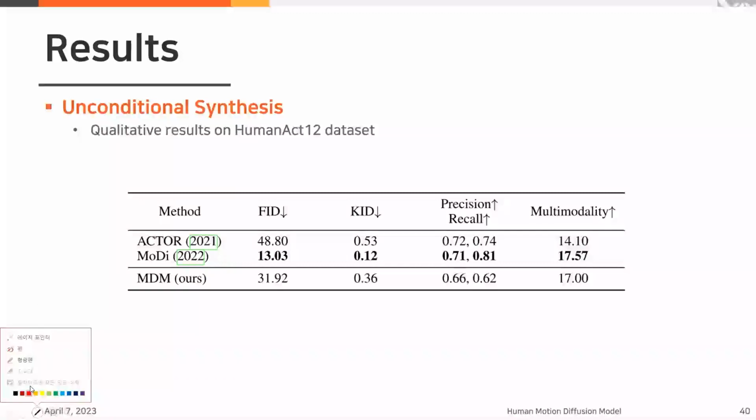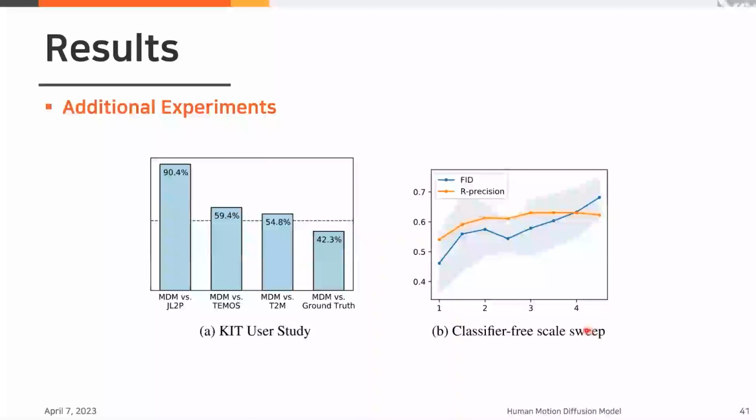This table shows the experiments on unconditional synthesis. MoDi got the best score since that model is carefully designed for unconstrained settings, but MDM still has the advantage of being a generalized generation model. And while it is not designed for unconditional synthesis, it is still better than another conditional generation model, ACTOR. You can see that MDM outperforms ACTOR in all the metrics. Additional experiments include a user study and a classifier-free scale sweep. The user study has shown that MDM outperforms the previous methods, except for the ground truth data. The scale sweep experiment shows that the guidance scale was best around 2.5.